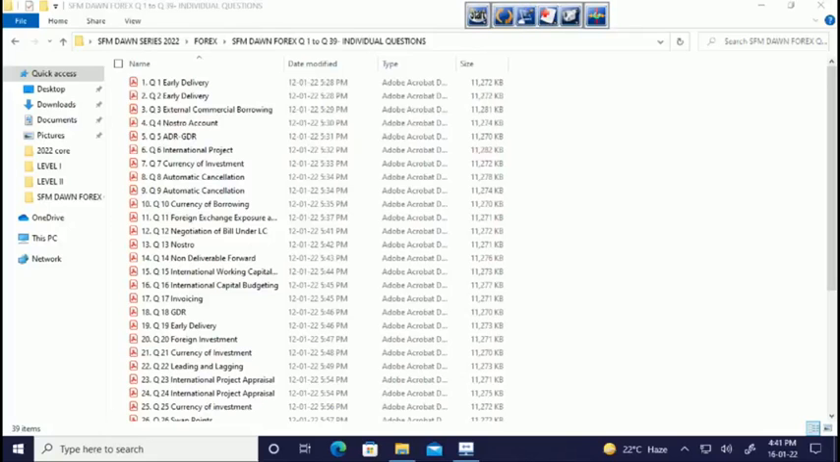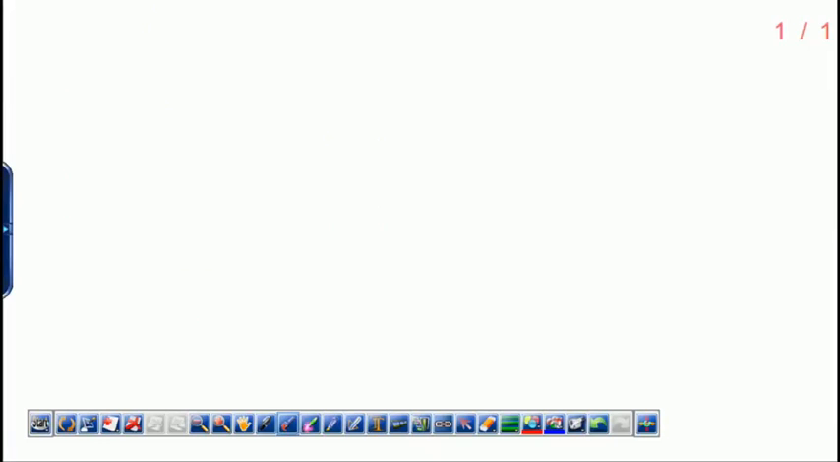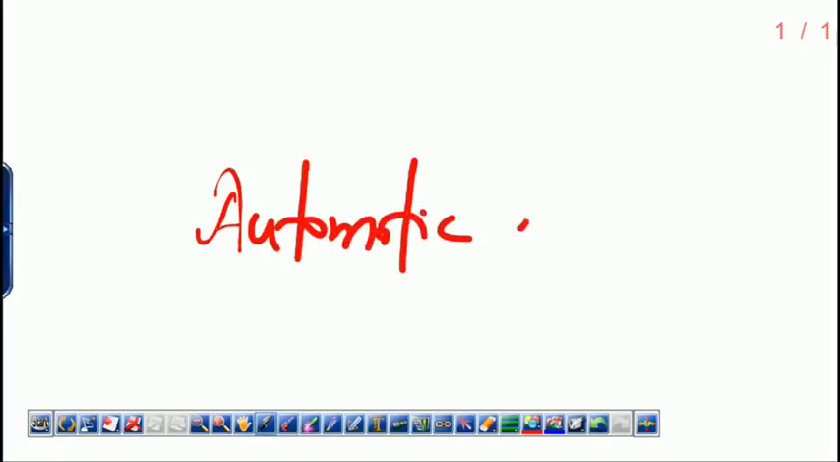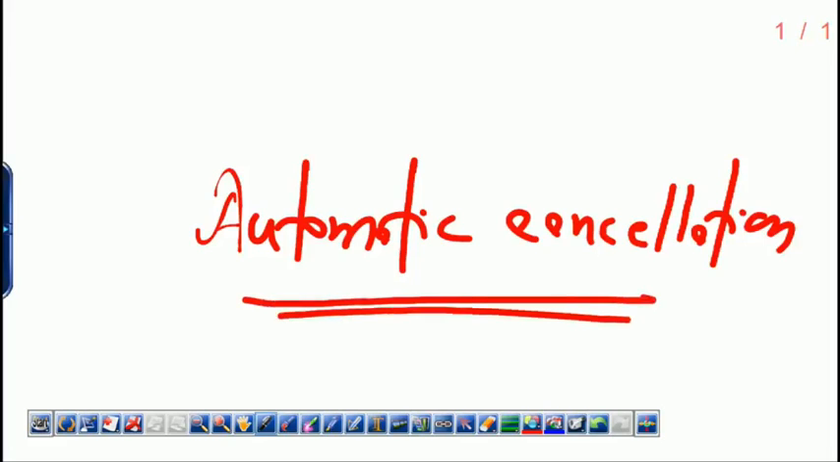And now we are moving into the next topic, which is automatic cancellation. Now you know that for the last 2-3 years, automatic cancellation has been frequently tested in the exam. And this is also important because the provisions for automatic cancellation have recently changed and ICAI has adopted the same.